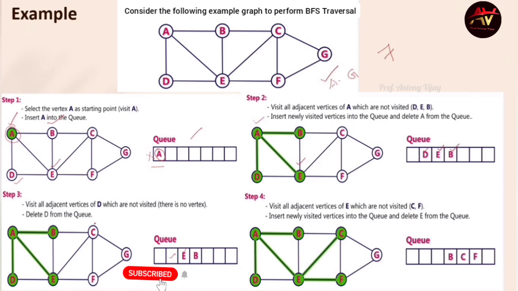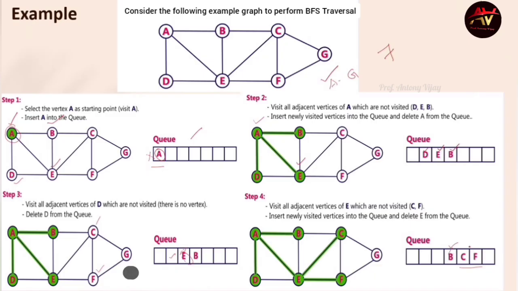From E, I have 2 adjacent vertices. One is C, the other one is F. So I am going to insert them after B. Before inserting, I remove the vertex E. Right now after B, I am inserting C and F. So C and F are inserted after B, and E is removed here. After that, I take B here. After B, there are no other adjacent vertices. There are no new unvisited vertices now, so we remove B from the queue.